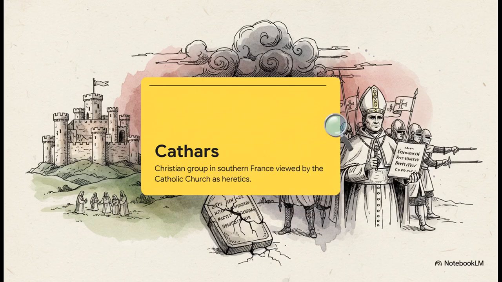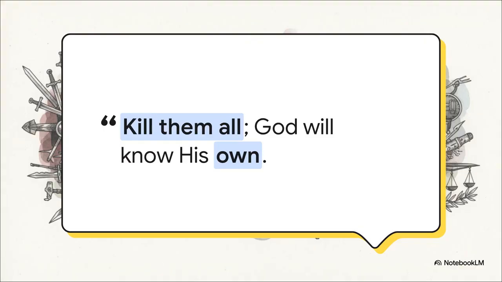Because of this, Pope Innocent III did something completely unprecedented. He launched a full-blown crusade. Not to the Holy Land, but right into the heart of southern France to eliminate these internal others. And that brings us to a literally chilling phrase from a papal legate at the massacre at Béziers in 1209, where northern French crusaders captured the city. The quote goes, "Kill them all, God will know his own."